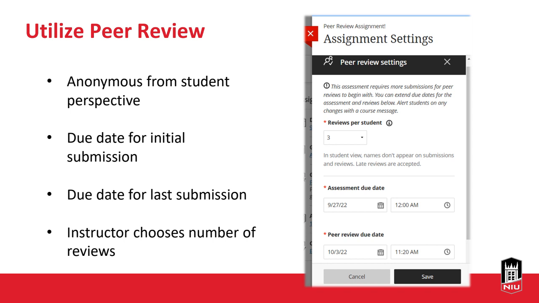So this is actually an example that you see up here on the screen of a peer review setting. Anytime you want to change your settings on an assignment in Blackboard, just look for that little gear icon. It's usually up in the top right corner. And so this is where I selected the peer review settings. It is anonymous from the student perspective, but I do want to highlight that as an instructor in the gradebook, you can see everybody's name.